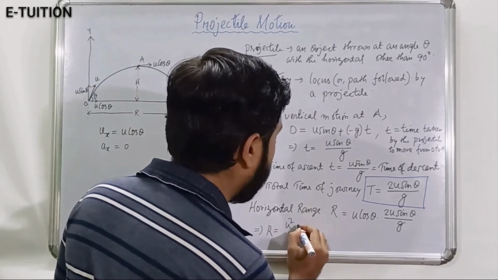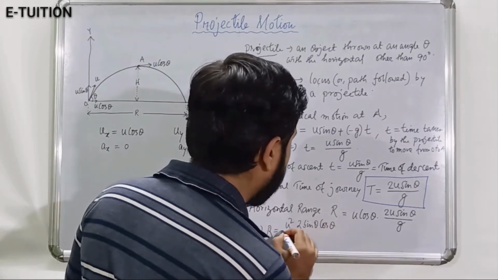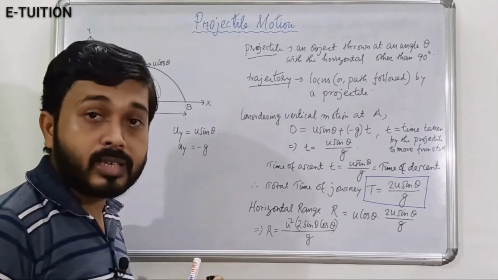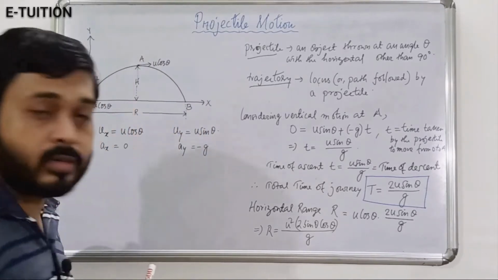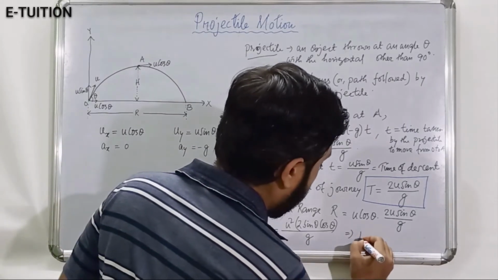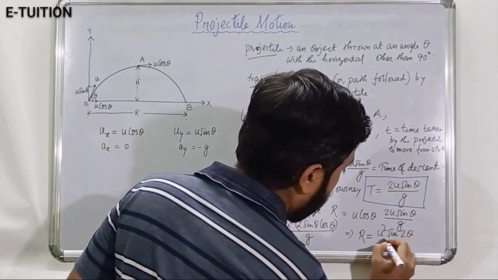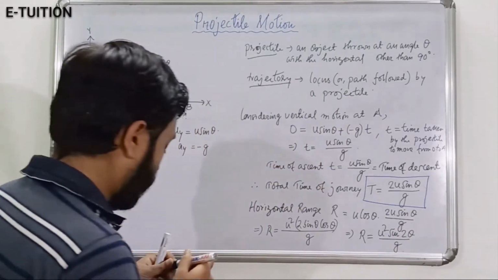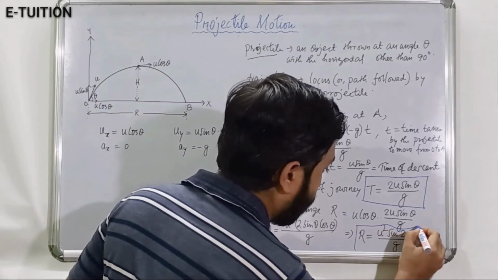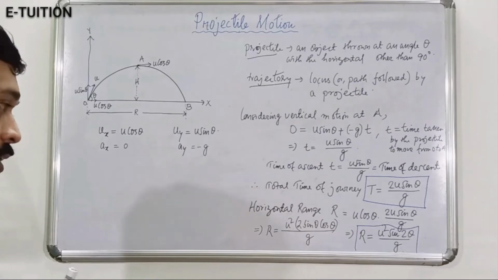How much is this? U square into 2 sin theta cos theta. In the multiple angle chapter of mathematics, you might have done that 2 sin theta cos theta is a formula for sine of 2 theta. So that is what R is. U square sin 2 theta by g, alright? That is another formula. We have got horizontal range R equal to u square sin 2 theta by g.